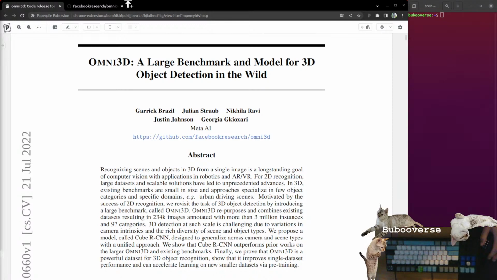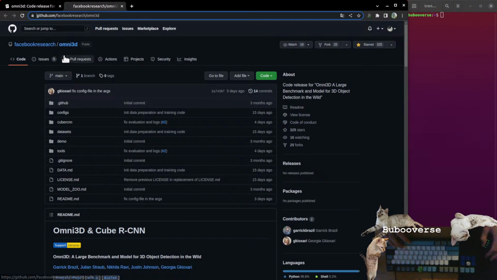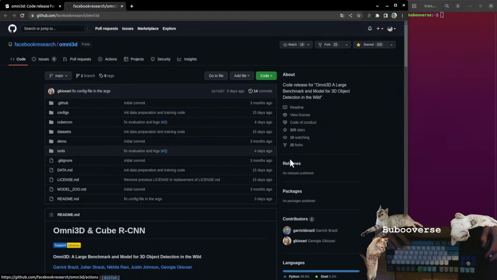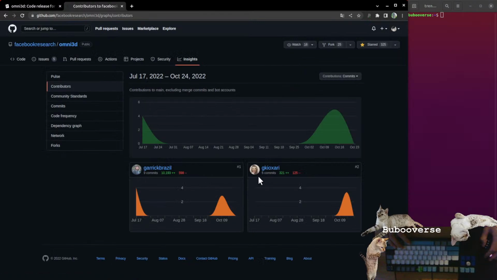Alright, so today we're going to be going over Omni3D, a large benchmark and model for 3D object detection in the wild. This is a paper coming out of Meta AI. Came out a little bit earlier this year, but they released the code under their Facebook Research GitHub organization, and into the repo Omni3D. The link will be below. This is really the work of two people here, Garrick Brazil and Gikeo Shari.